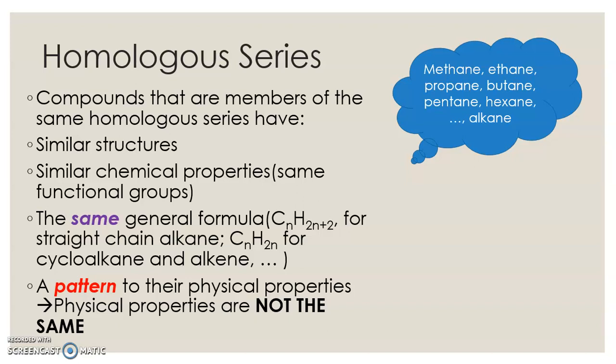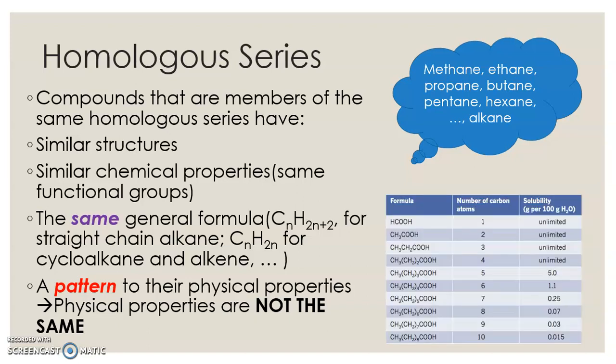the same physical properties. Okay, so for example, when it comes to solubility, for our homologous series of carboxylic acid with only one carboxyl group, you will see that as the chain gets longer and longer, they're still in the same series, but the solubility decreases as the number of carbon atoms increases. Okay, so similar structure, similar chemical properties, same general formula, but different physical properties. They're either increasing or decreasing.